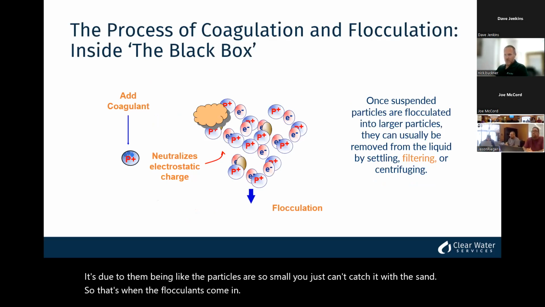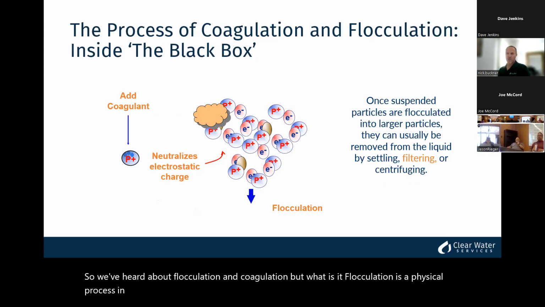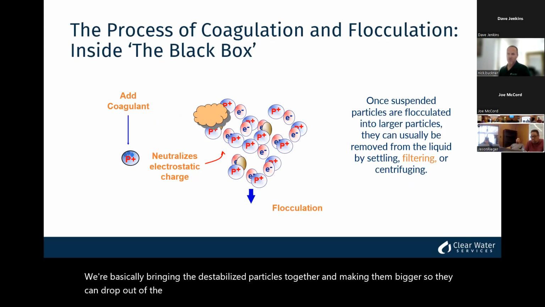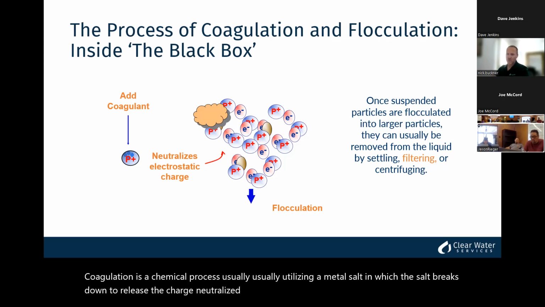So we've heard about flocculation and coagulation, but what is it? Flocculation is a physical process in which the fine particles come out of suspension in the form of floc or flake due to the addition of a clarifying agent or a polymer. We're basically bringing the destabilized particles together and making them bigger so they can drop out of the water or be filtered more efficiently. Coagulation is a chemical process usually utilizing a metal salt in which the salt breaks down to release the charge and neutralize negatively charged colloids.